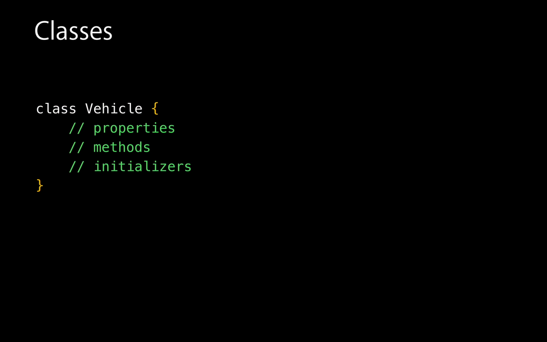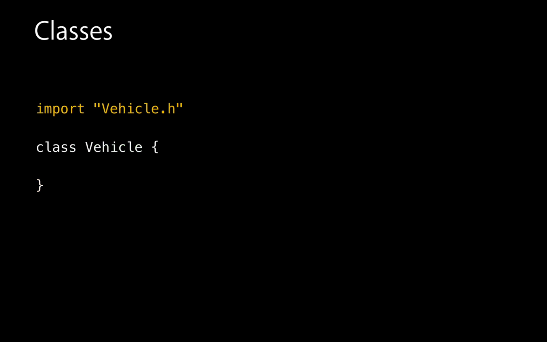But first, there are two things you don't have to write in Swift. You don't have to import vehicle.h. And the reason is because vehicle.h does not exist. Swift doesn't have header files. There's no need. Instead, you just write your implementation for your class, and that becomes its interface as well. There's no need to duplicate it.